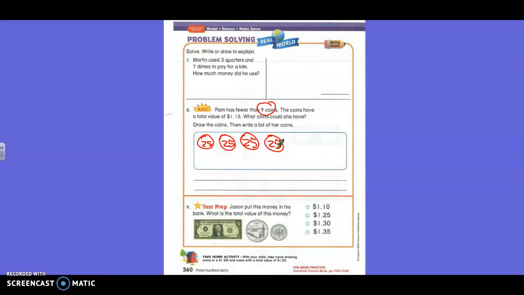We have the dollar. What else do I need, Isaac? 3 nickels. Does that stay under 9? Yes. Will that work? Yes. Okay, so what coins could she have? Write a list of her coins. 4 quarters. If you guys would like to do something else, that's fine, you just tell me. And 3 nickels. Can we put that down? Yes. Okay.